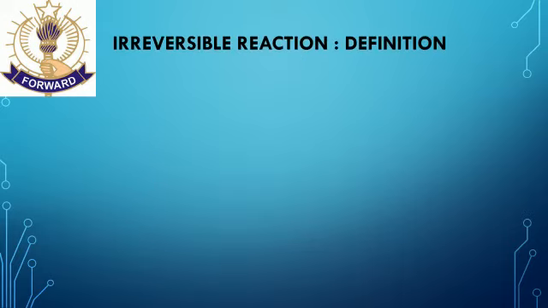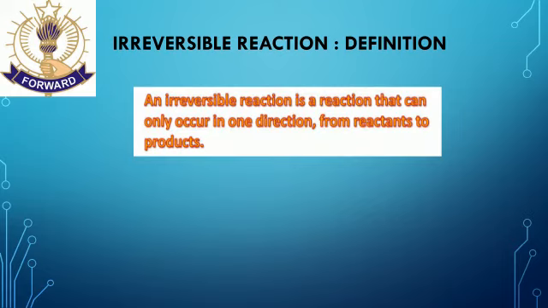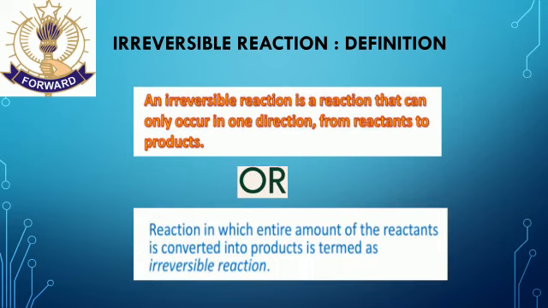Now we will discuss irreversible reactions. As the name shows, irreversible means the reaction will not move back. It means that the reaction will go in a single direction. So we can define an irreversible reaction as a reaction that can only occur in one direction, that is from reactants to products. Or we can have a second definition: a reaction in which the entire amount of the reactants is converted into product, and such a type of chemical reaction is termed an irreversible reaction.